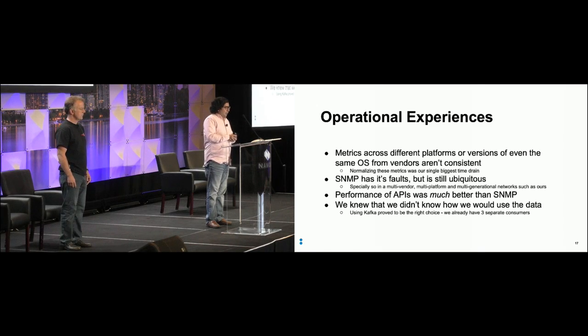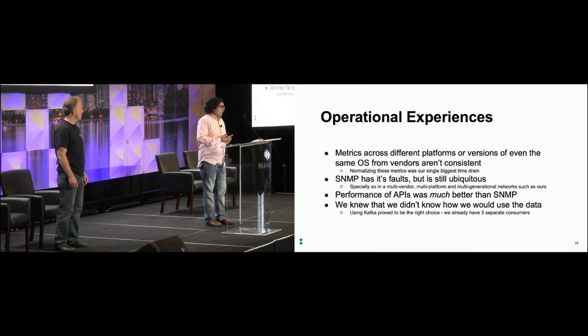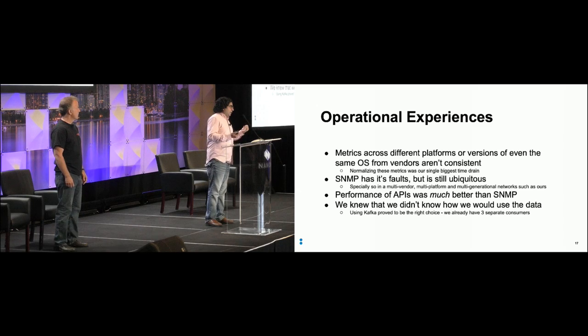SNMP is really old. I believe the SNMP v2 specification came out 21 years ago. So it is old, but it is ubiquitous. As much as we'd like to use APIs and streaming telemetry, there are many cases where a lot of telemetry data is not exposed through those, so it's something we have to live with. API performance tends to be much better than SNMP. Again, anybody who's done telemetry would know this.